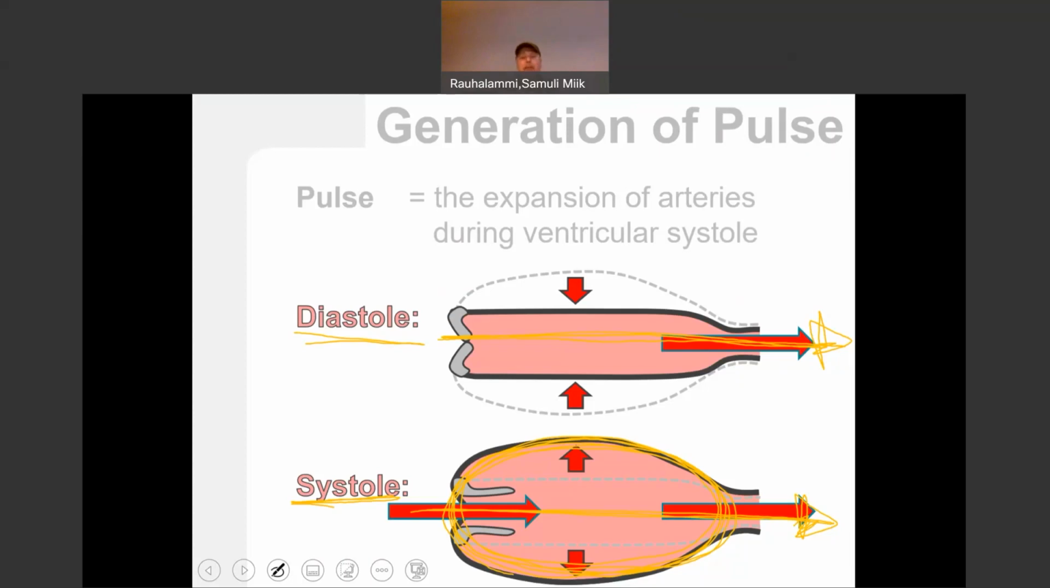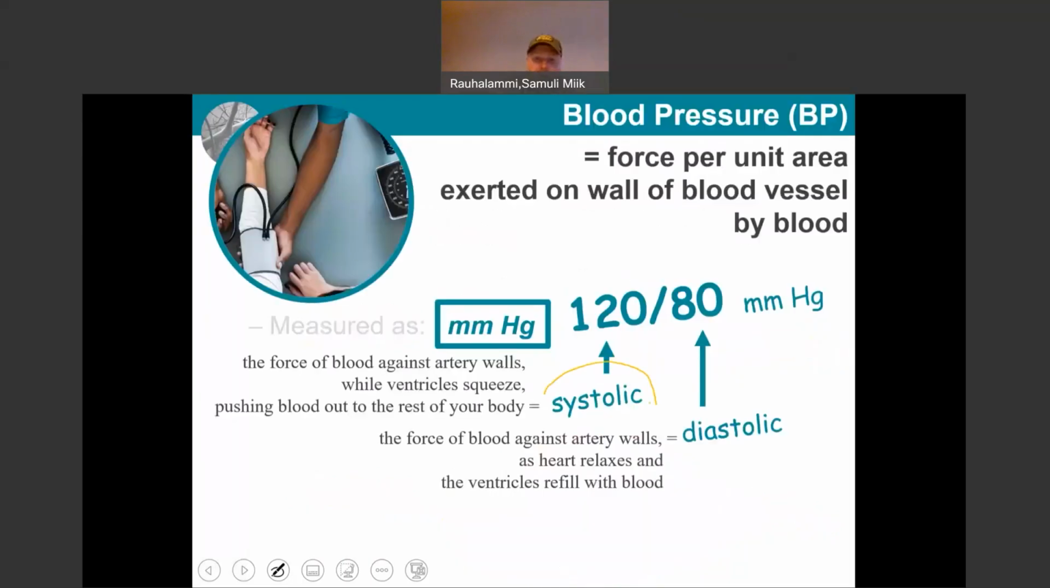And this explains why we actually get two measures for the blood pressure as well. The higher value is known as our systolic value, and this is what gets measured when the ventricles squeeze, and the lower value, our diastolic value, is when the ventricles relax.